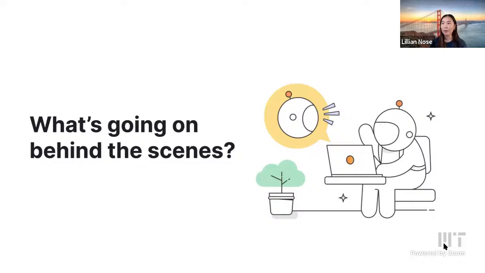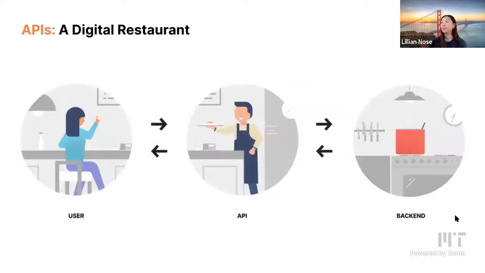All right, so let's talk about what's going on behind the scenes. What did those status codes mean, and what was happening when we did the request and the response and things weren't working out? All right, so let's talk about the really famous analogy of APIs, which is a digital restaurant. The digital restaurant works out with three different characters in this analogy.